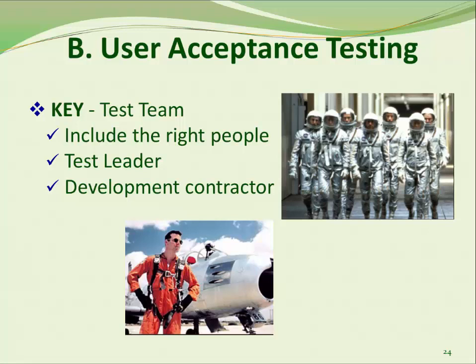The second key element of a successful UAT is the test team. The right test team must include users, IT staff, and management staff, as well as trainers who will be prepping to train staff for the pilot test. In addition, you will need to assign a test leader who has the authority to stop the UAT should a critical error occur. While your development contractor must not run the UAT, they must be available to answer questions should major errors or defects arise and help resolve them.